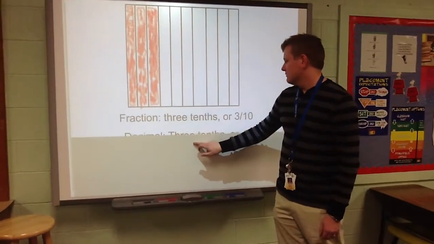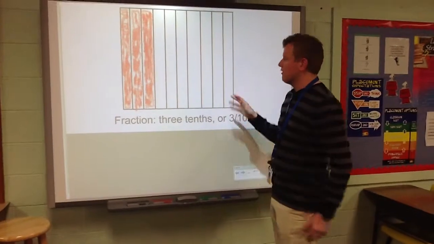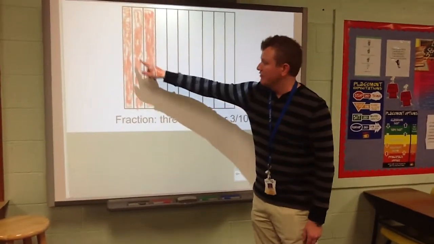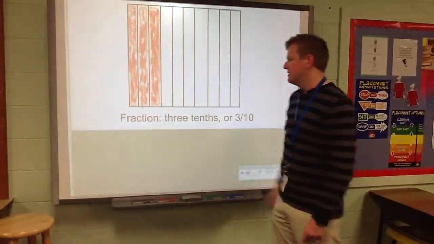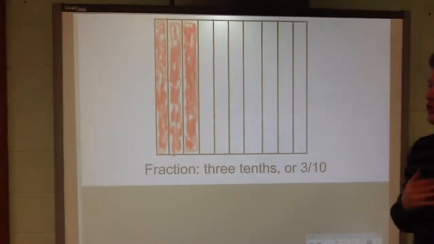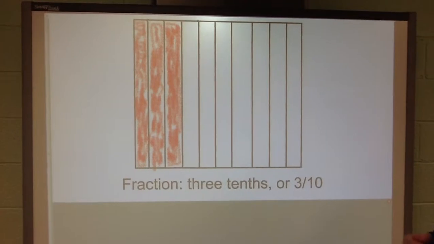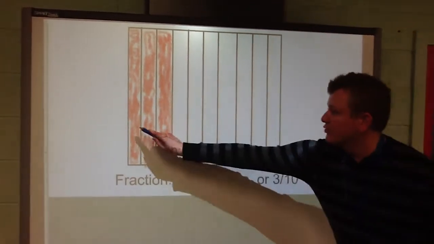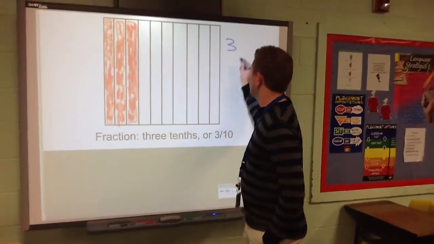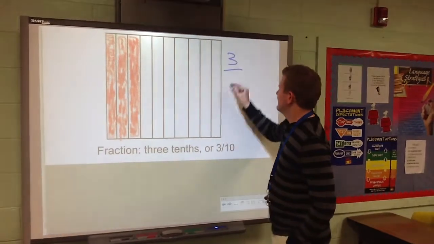But look at this. We've got that same whole, that same square, but this time it's cut up into 10 pieces, and I've filled in 3 out of the 10 pieces. So your fraction is 3 tenths. You know that from when we talked about fractions. That's not new or scary or surprising. I've got 3 filled in, and that's my numerator, out of 1, 2, 3, 4, 5, 6, 7, 8, 9, 10.